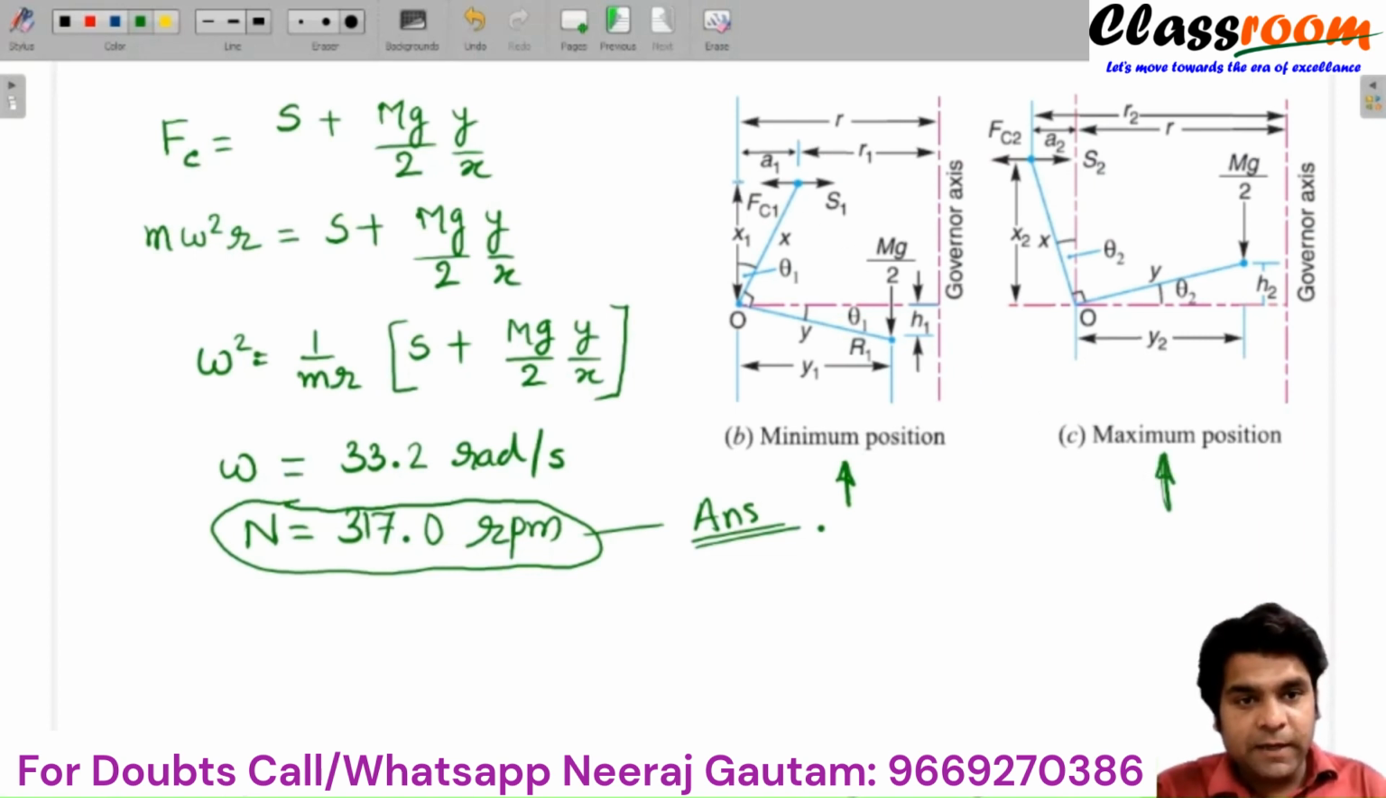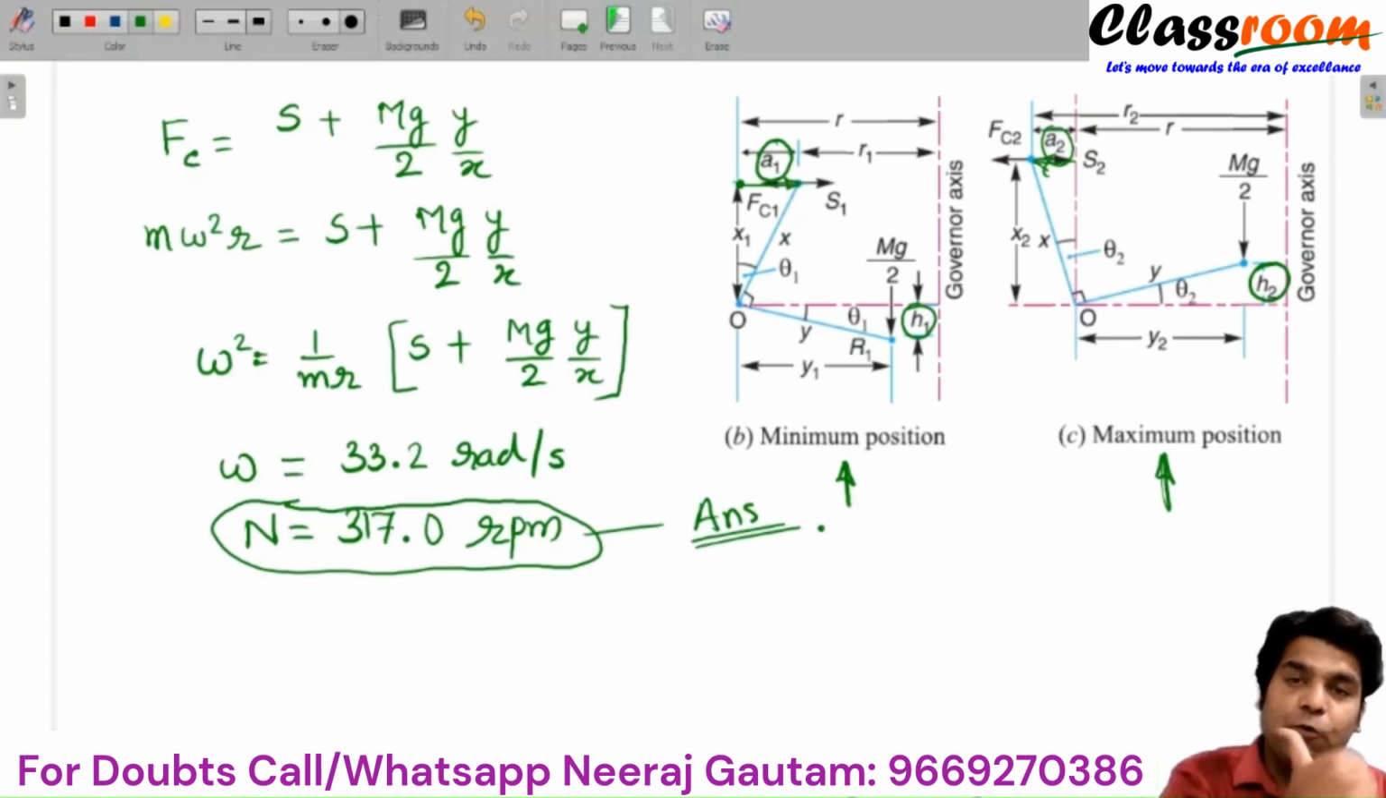Here you can see the balls move inward, that is towards the axis of the governor, and here the balls move in the outward direction, that is away from the axis of the governor. Now in both cases the configurations are the same. This horizontal displacement here is denoted by A1. The displacement of the sleeve is denoted by H1. Here the displacement of the sleeve is denoted by H2, and the displacement of the ball due to the centrifugal force in the outward radial direction is denoted by A2.